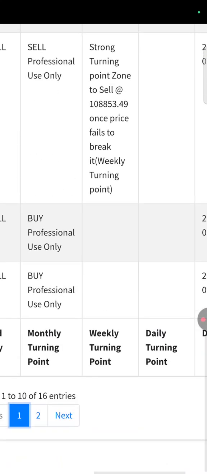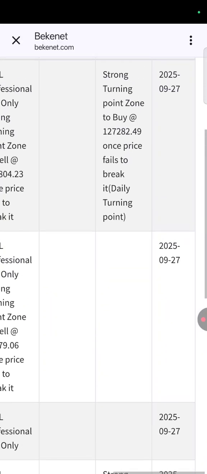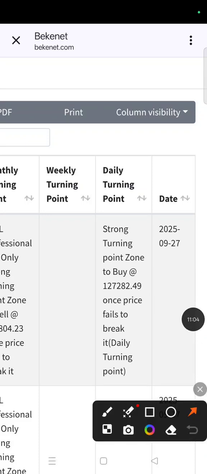Now for today, this morning, I already said what today's date is earlier. I just woke up and I checked and I saw that there is an alert. There is a turning point for today on the same vol 80 we are looking at. It says daily turning point, strong turning point zone to buy at 127,282.49, once price fails to break it.